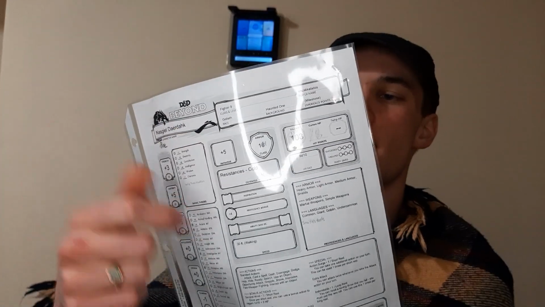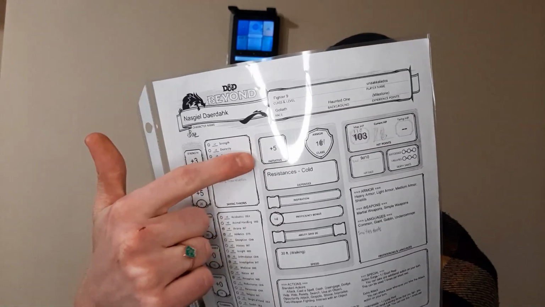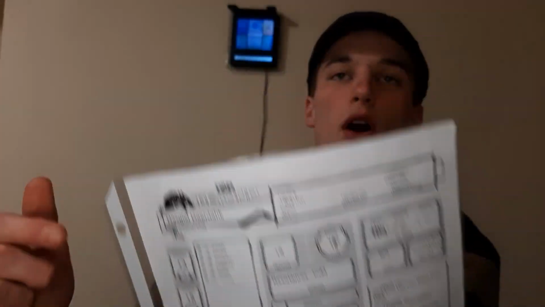Next up, we have initiative, and we have armor class. Initiative is how quickly you will go in combat, basically. At the start of a combat, you'll roll for initiative, and whoever gets the highest roll goes first, and then you go down until the person who got the lowest initiative roll.